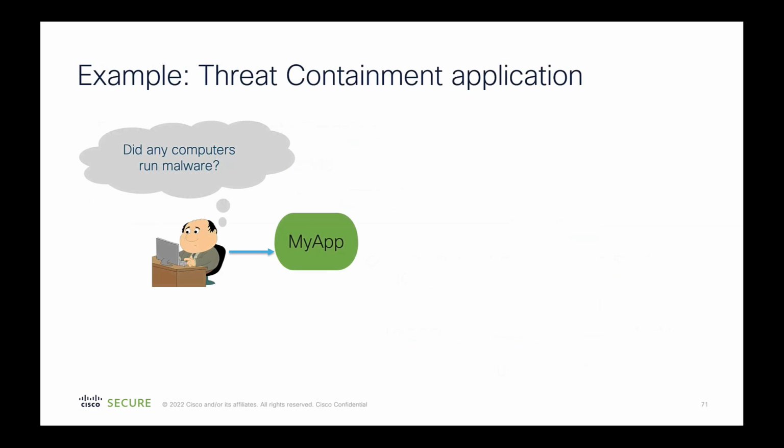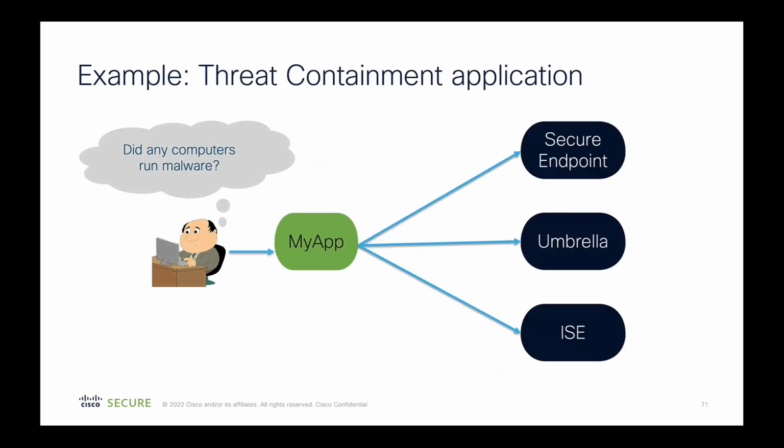A really simple example: we've got an application that we built. The application wants to query some backend services, looking to see if there was any malware run on this particular network. This is essentially one of the threat hunting examples that we do a little bit later in this course. We query Secure Endpoint to see which computers are known to have executed malware. We get that response back.